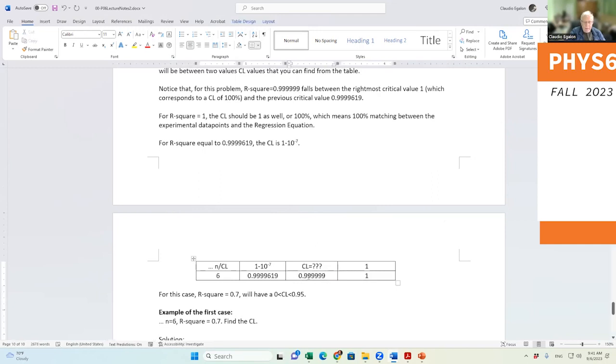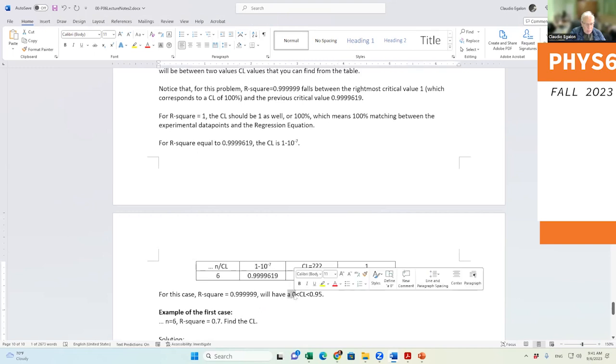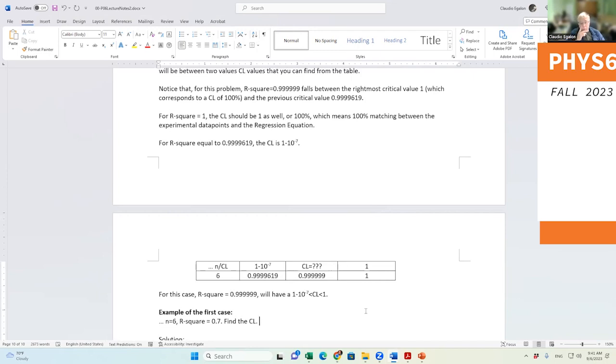Right? This number is greater than this number, but is less than this number. Consequently, for an experimental R squared equal to this value, the CL will have to be between 1 minus 10 to minus 7 and 1. You cannot find the exact value of the CL because my table doesn't have enough resolution for you to do that. So for this reason, you have to report it in this way.